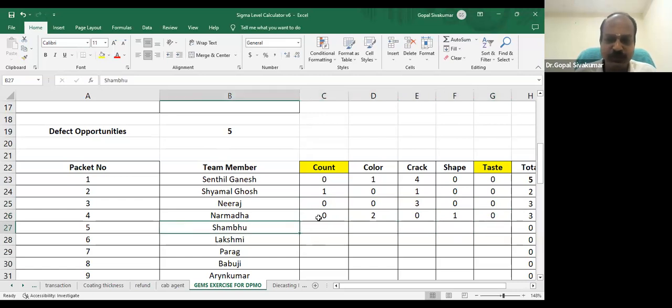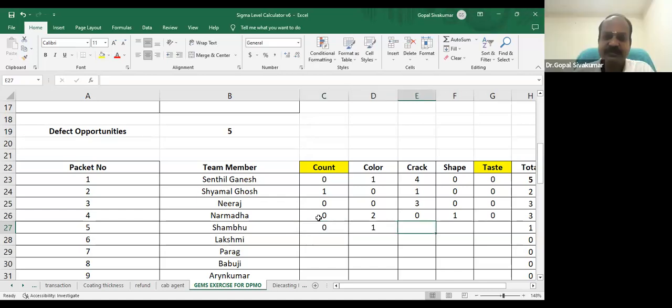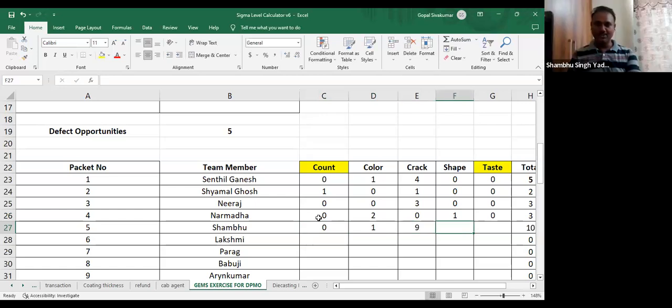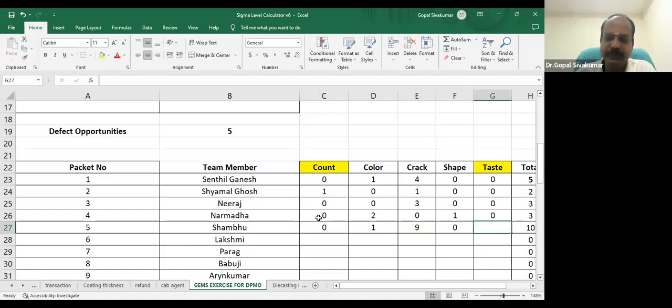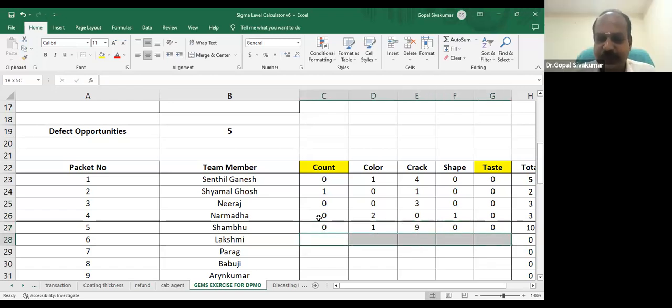Then we move with Shambhu. Count is 10. Color, 1 color is faded. Crack, 9 are cracked in 10. Shapes are good. Taste good. Shape and taste, 0, right? All right. So Lakshmi madam, you can just pass me the 5 numbers.